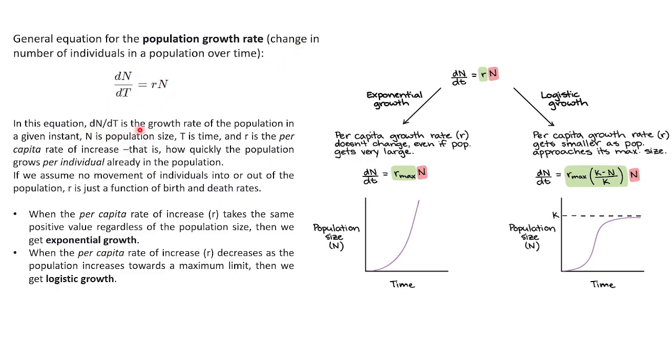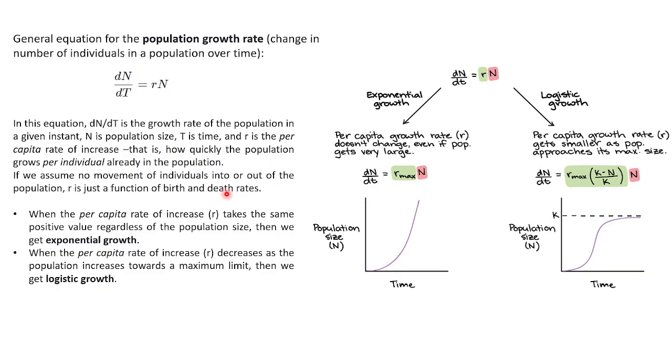In this equation, dN/dt is the growth rate of the population in a given instant. N is the population size, t is the time obviously, and r is the per capita rate of increase. That is how quickly the population grows per individual already in that population. If there is no movement of individuals into or out of the population, as with bacteria in a test tube, r is just a function of birth and death rates. If we are talking about a huge population of elephants in a forest, then the moving in and out of that population matters.